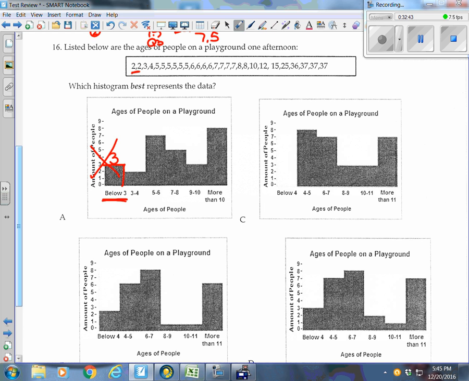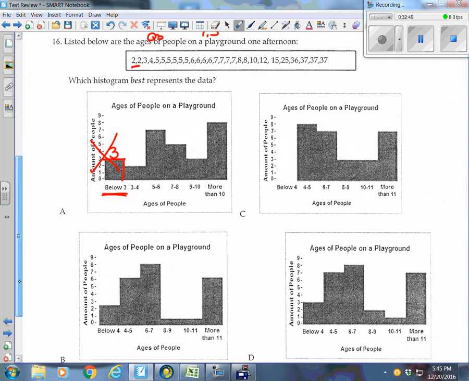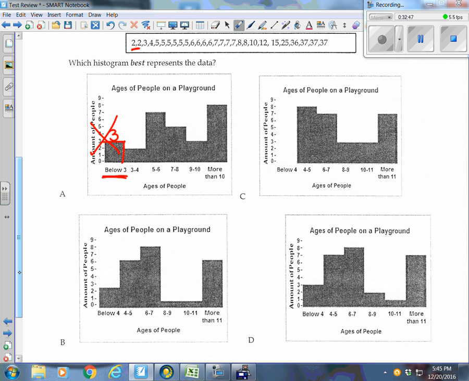Okay, let's check the next one. Let's check B. Here's my data up at the top. It says below 4. So now I'm looking right here. Looks like there are 3 numbers that are below 4, and yet I'm not quite to 3. Looks like I'm at 2.5. I don't think B's it.